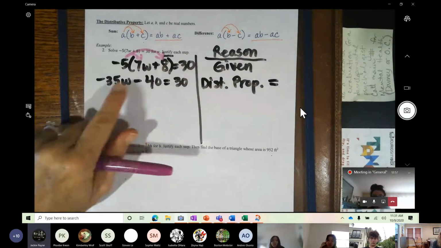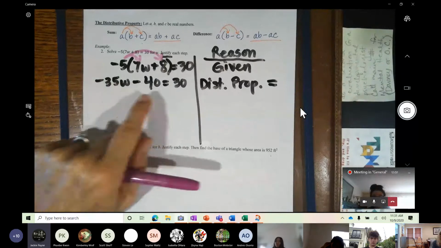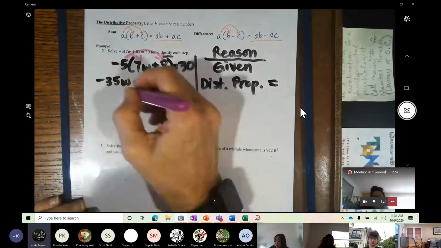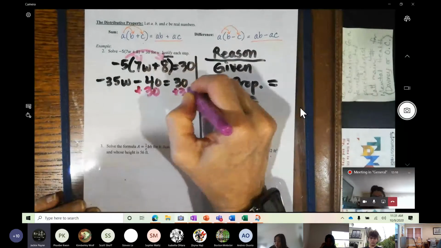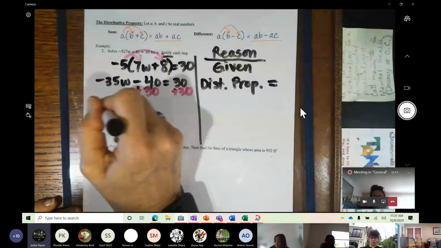Plus 40 on both sides. Because I want to get W alone, and it's got this minus 40 with it, so I have to make that go away. Whatever's there, you just do the opposite. If you do it on one side, you have to do it to the other. So the next step you get is negative 35W.